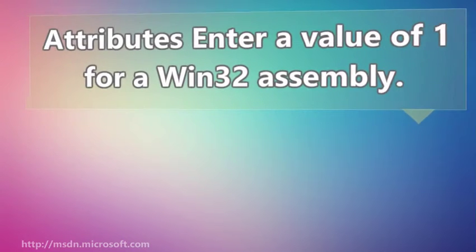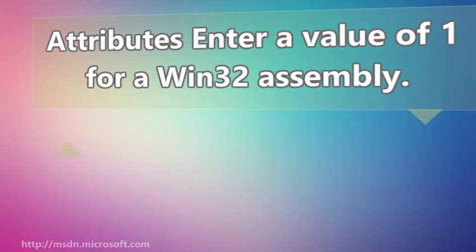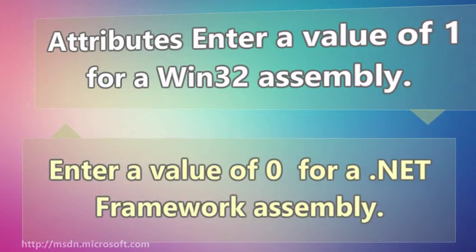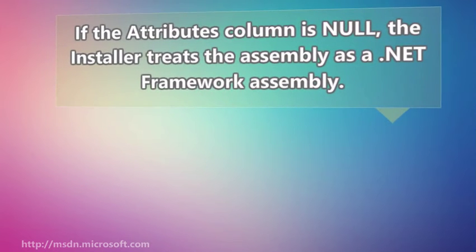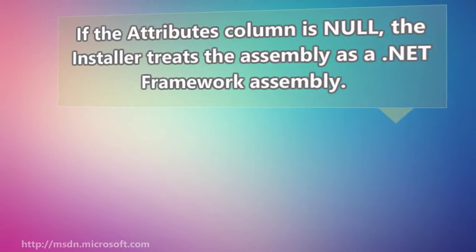Attributes: enter a value of 1 for a Win32 assembly. Enter a value of 0 for a .NET Framework assembly. If the Attributes column is null, the installer treats the assembly as a .NET Framework assembly.